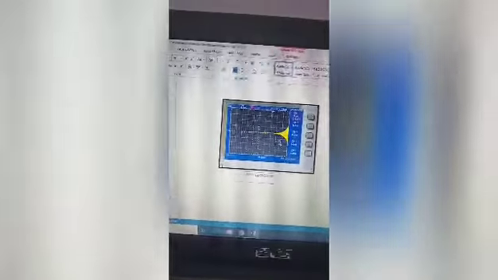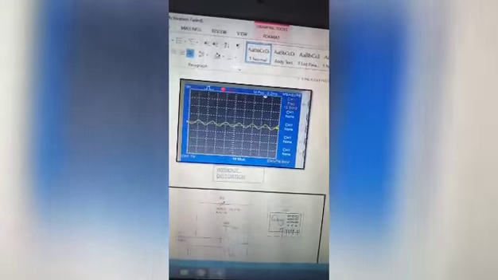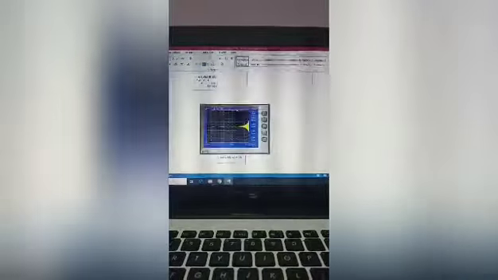After drawing the circuit in Multisim, we have to run the circuit, and this is the output with distortion, and the frequency gain is 13.5 kilohertz. This is the output without distortion, and the output signal with the frequency of 13.5 kilohertz. That was the simulation of this lab. Thank you.